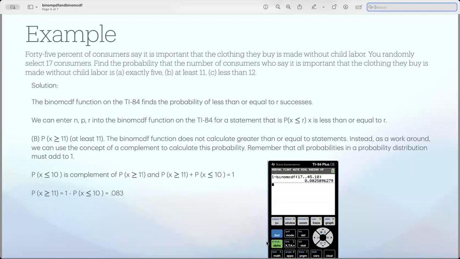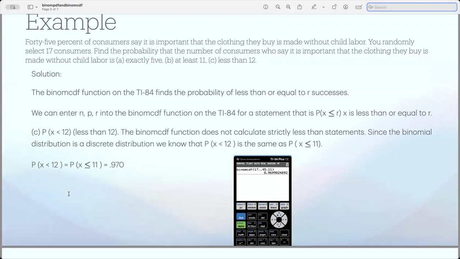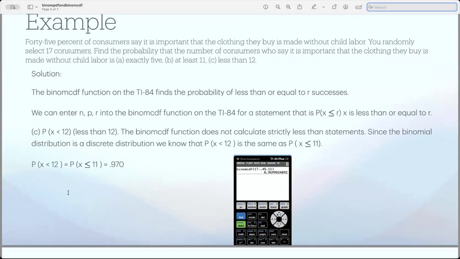So again, if you have a greater than or equal to statement, we can use the binomial CDF function by subtracting its complement from 1. All right, let's go on to part C. Part C asks for less than 12 successes.